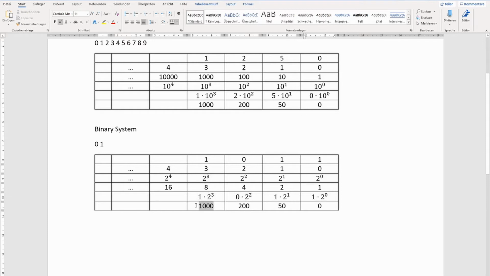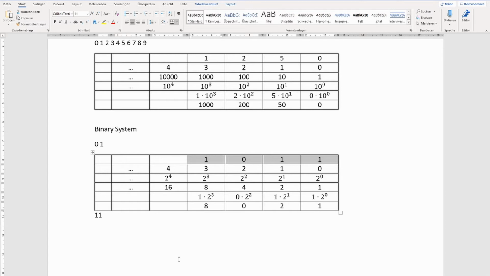1 time 8 is 8. 0 times 4 is 0. 1 time 2 is 2. 1 time 1 is 1. And if I now add everything together, 8 plus 0 is 8, plus 2 is 10, plus 1 is 11. This number is 11 in decimal.